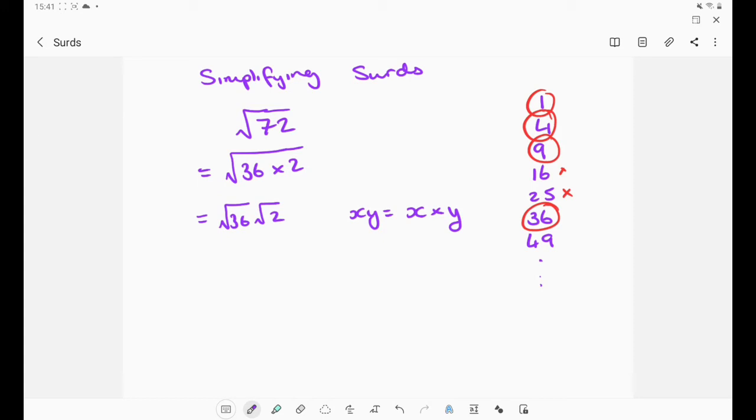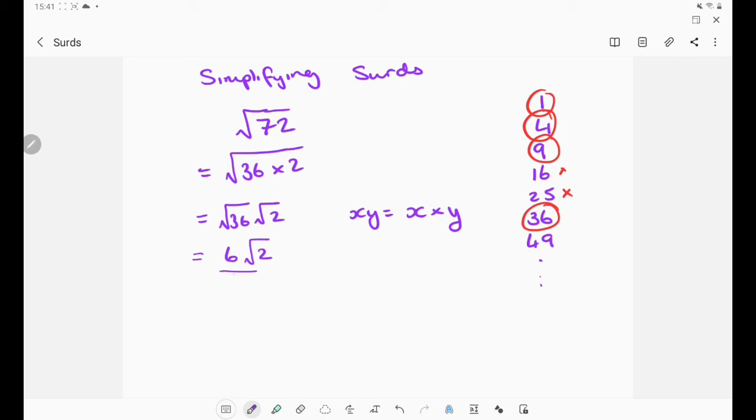Now, that doesn't look simpler than root 72. I'll admit at this point it looks a lot more complicated. But we've got to remember why we chose these numbers. We chose them because they were squared numbers, which means that it is possible to square root them. So root 36 equals 6. Now, the square root of 2, we can't do anything with that. That is a surd in its simplest form.